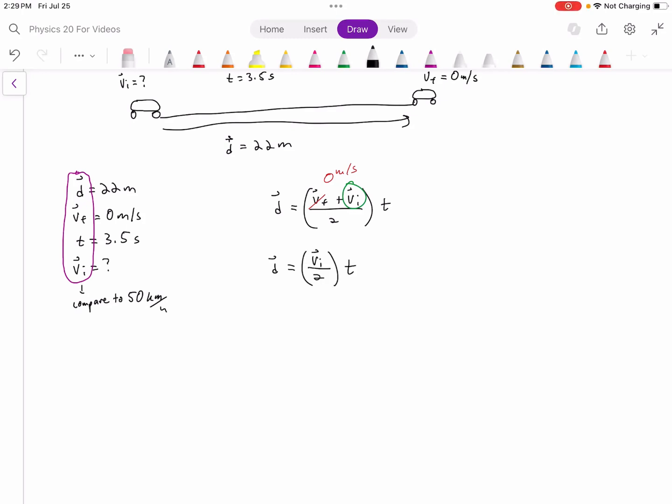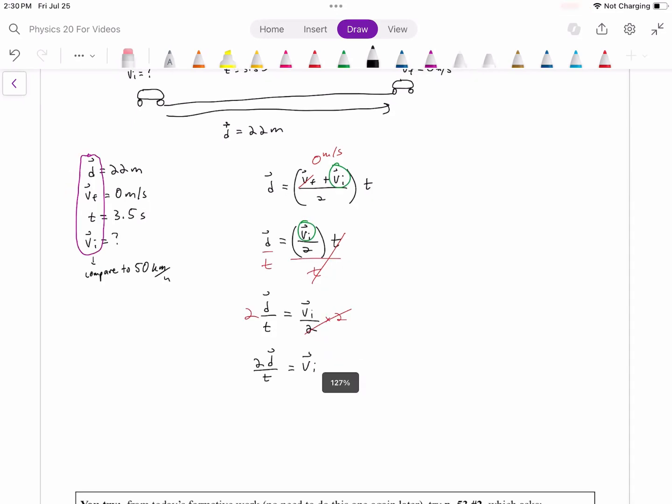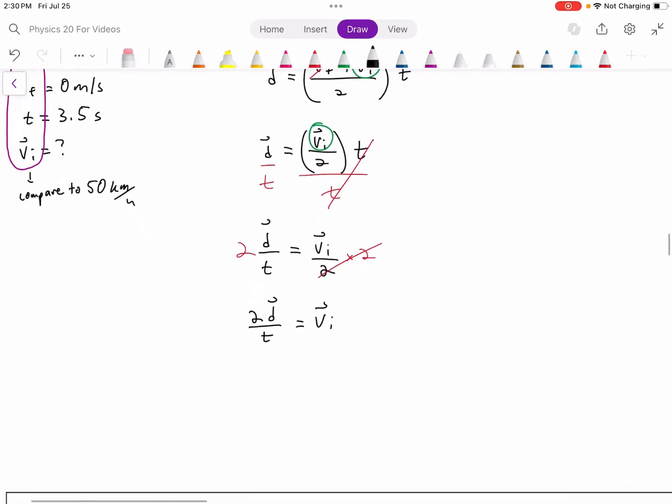Okay, so now that leaves us with just this situation. Still though, we need to find initial velocity. It's being divided by 2, it's being multiplied by time. Let's undo the multiplication by time by dividing both sides by time. That leaves me with this. So we ask ourselves the same question. VI right now is being divided by 2. So to undo that, we can multiply by 2. And there we go. We did it. We isolated the initial velocity.